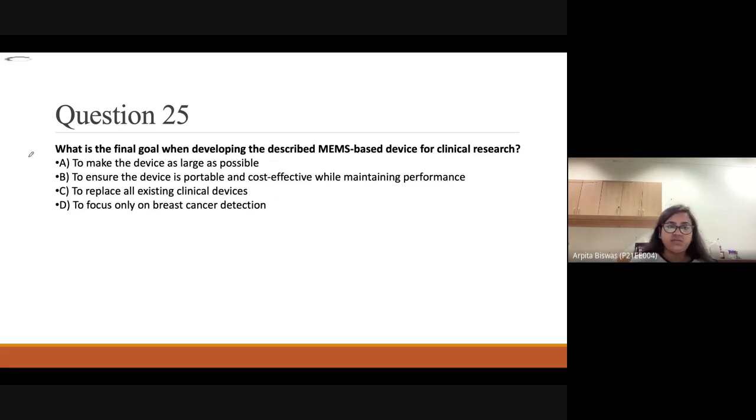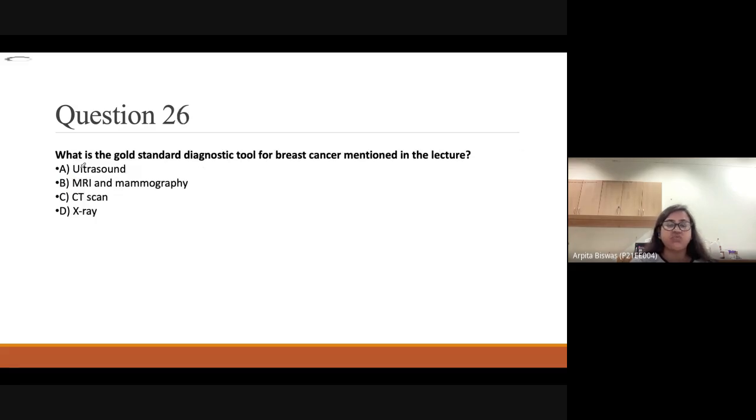The right answer is option B, to ensure the device is portable and cost effective while maintaining the performance. So next, move toward the question number 26.